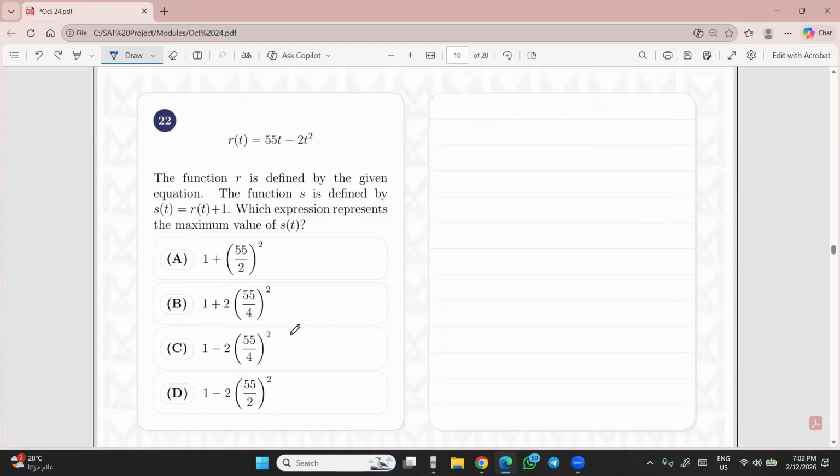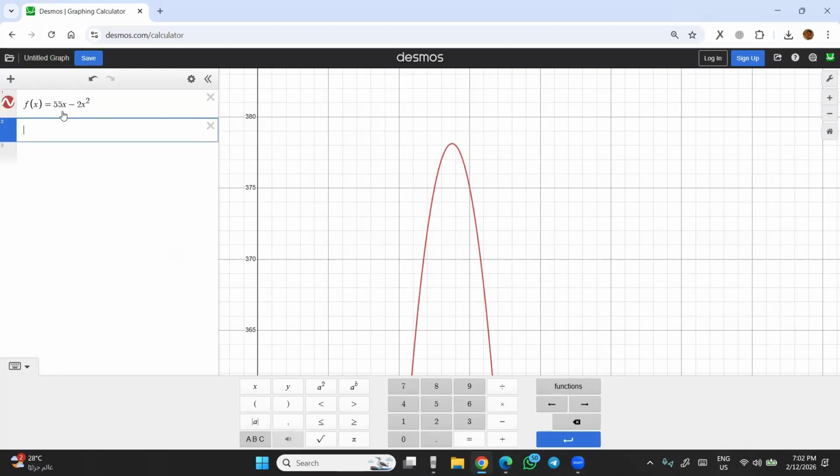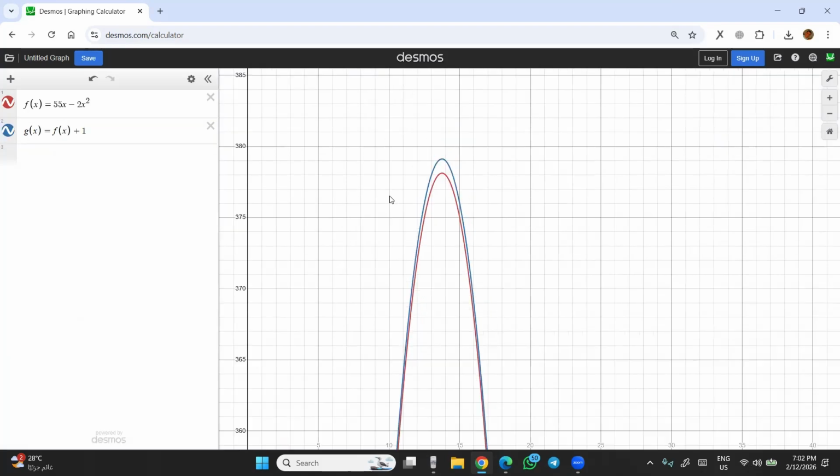The second one is g of x is equal to f of x plus 1. We can write it down here because f of x is already defined here. So we can easily get g of x as a relationship with f of x. G of x is equal to f of x, like this, then write plus 1 outside here. And then we get this.